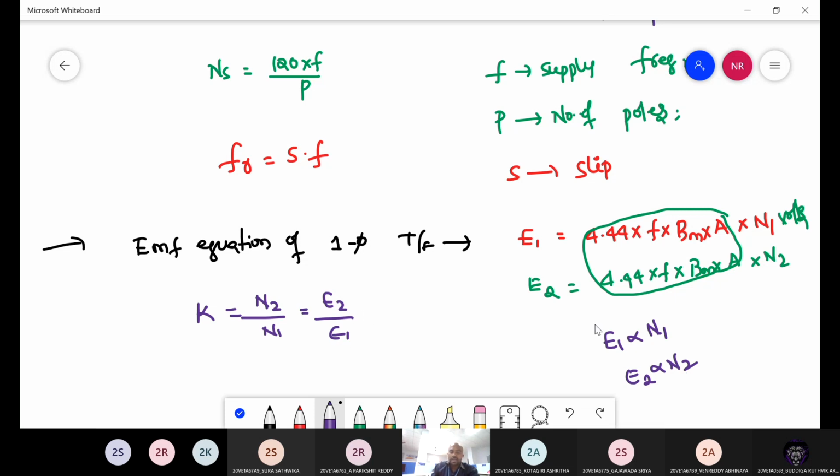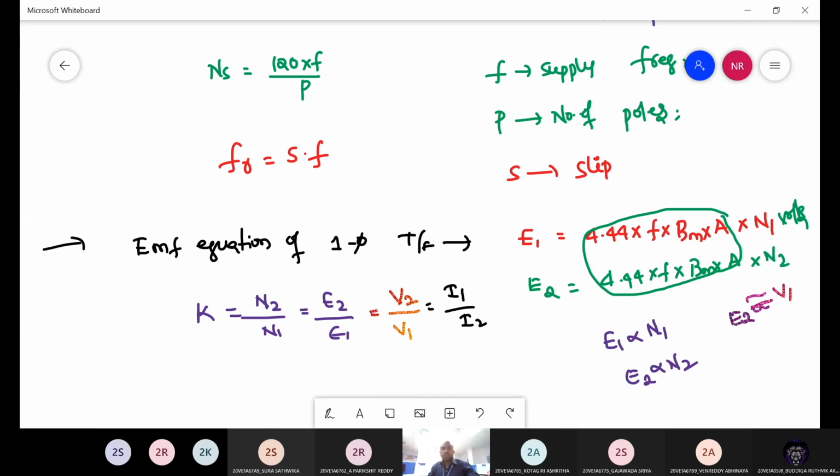In a practical transformer, E2 is approximately equal to V2 and E1 to V1. So I am writing V2 by V1. When it comes to the current, it must be I1 by I2. This is one EMF equation, of the transformer.